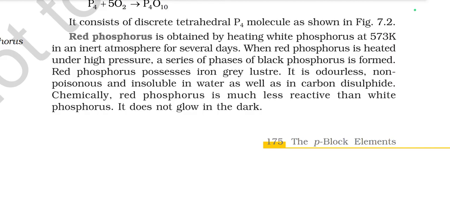Red phosphorus is obtained by heating white phosphorus at 573 Kelvin in an inert atmosphere for several days. When red phosphorus is heated under high pressure, a series of phases of black phosphorus is formed. Red phosphorus possesses an iron gray luster. It is odorless, non-poisonous, and insoluble in water as well as in carbon disulfide. Chemically, red phosphorus is much less reactive than white phosphorus and it doesn't glow in the dark.